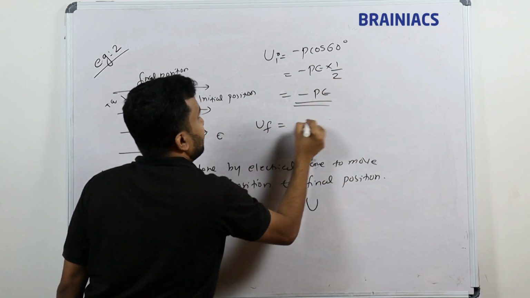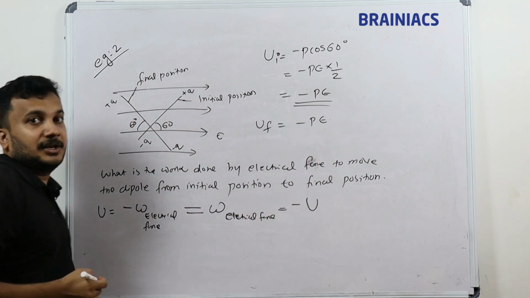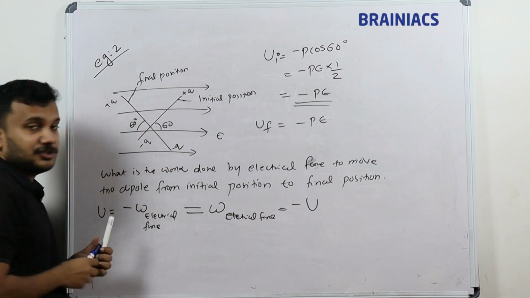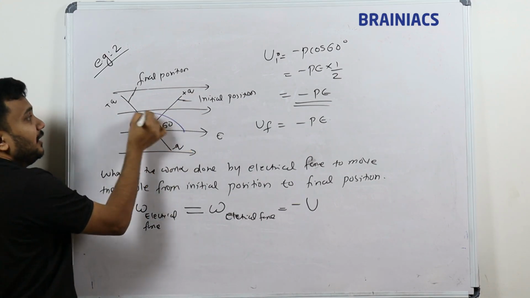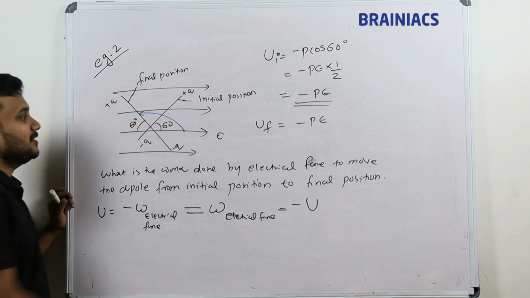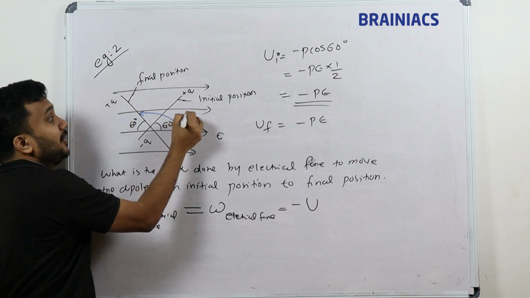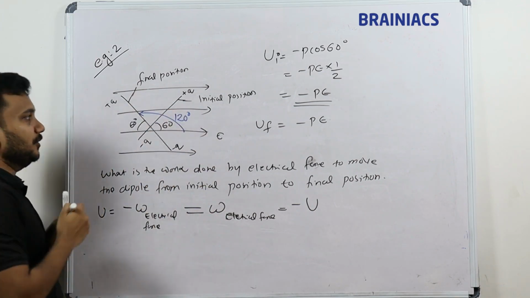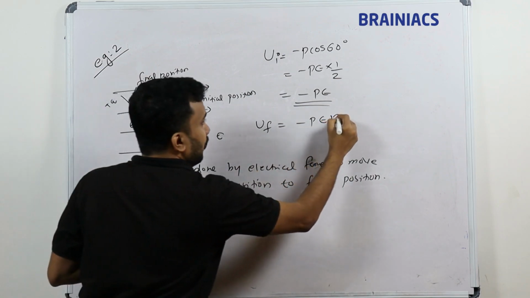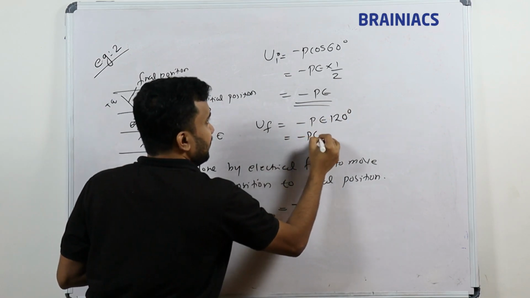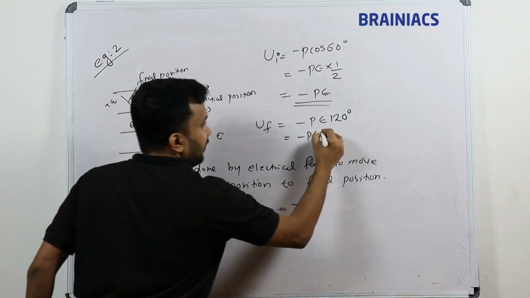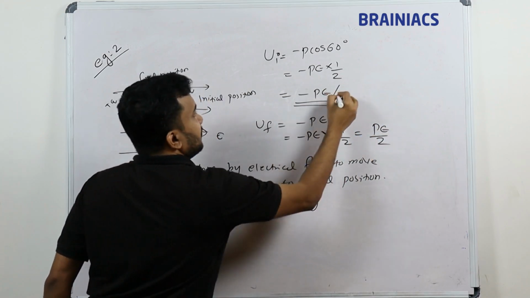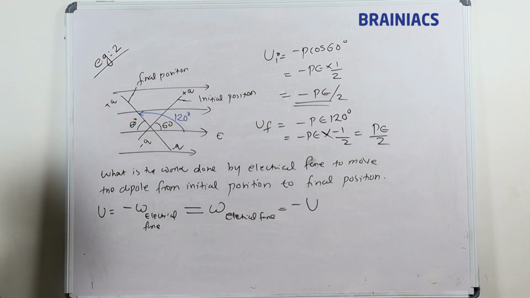What is the final potential energy? Minus PE into cos, very careful, 60 degree. Here the final angle is not 60. Angle is always calculated in this direction. So what is this angle? The total angle is 120 degree, not 60. The 60 is given to confuse you. Always you have to take the angle like this one. So the final potential energy is minus PE into cos of 120 degree. What is cos 120? Minus 1 by 2. So it is PE by 2.